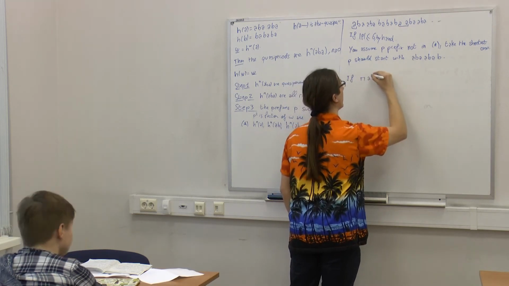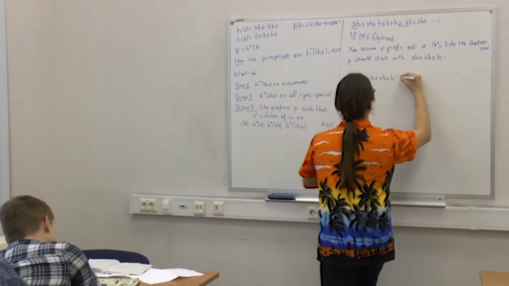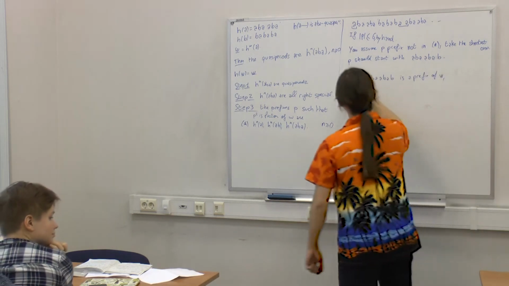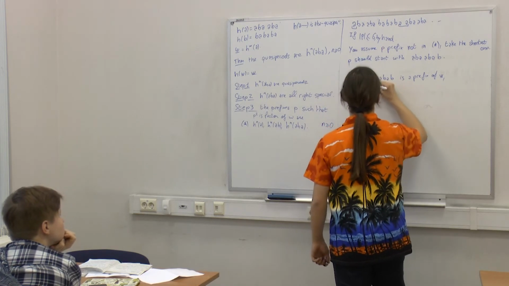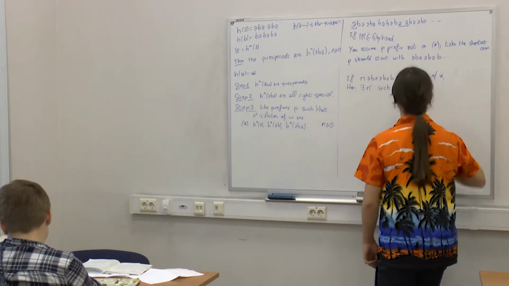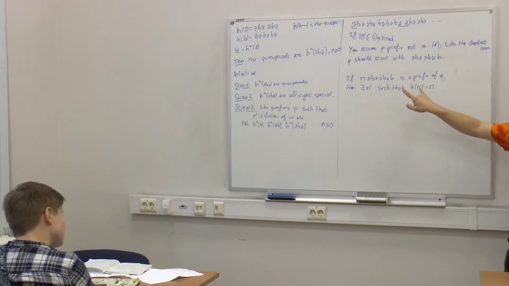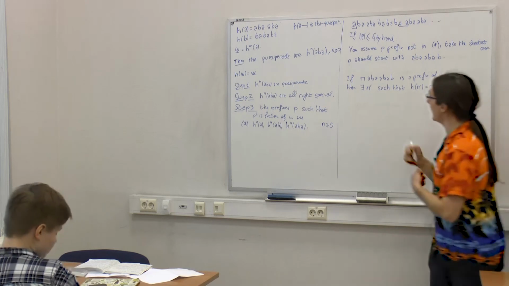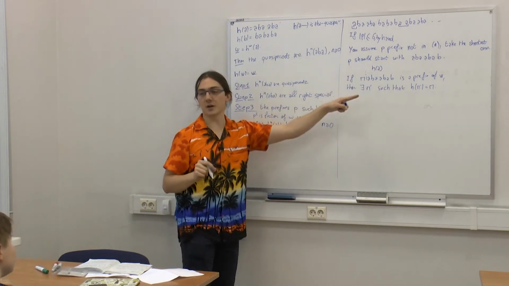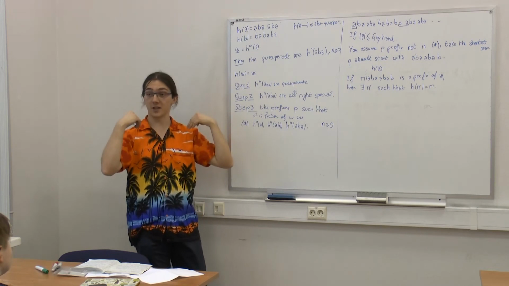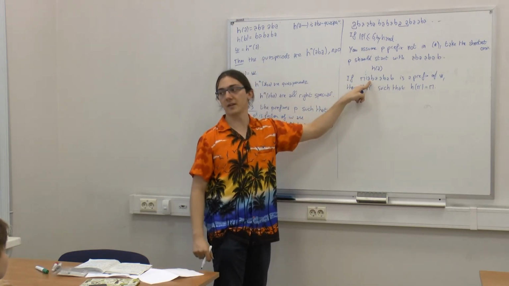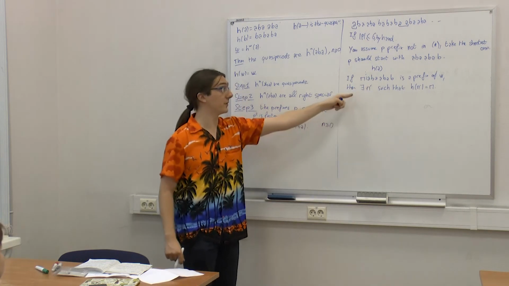pi, say, of ABA, ABAB is a prefix of W, then there exists pi prime such that h of pi prime equals pi. So the idea is that whenever I see ABA, ABAB, I know that here I'm coming from some h of a. Since this word is the image of something by h, I can look at the inverse image. And whenever I see ABA, ABAB, I know that I'm starting the image of an A. This is what I want to express here.